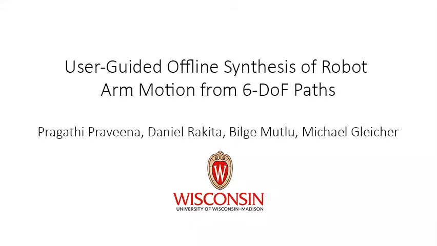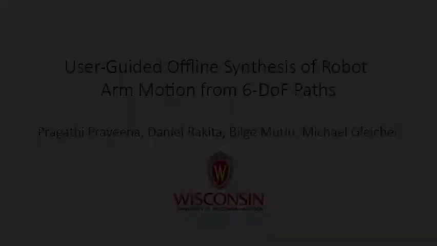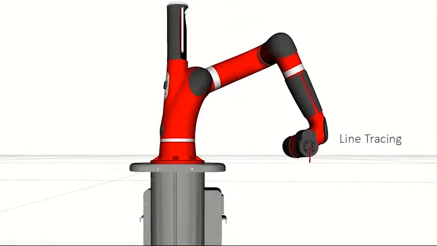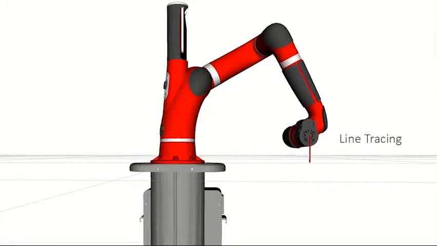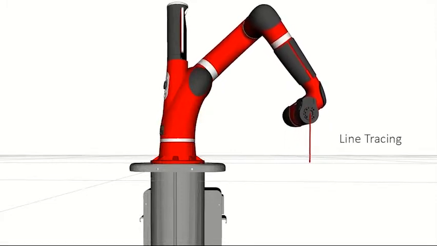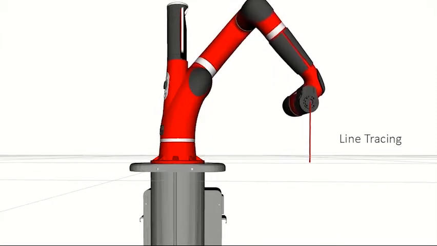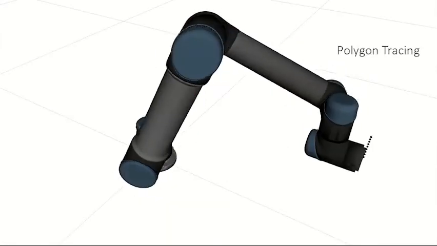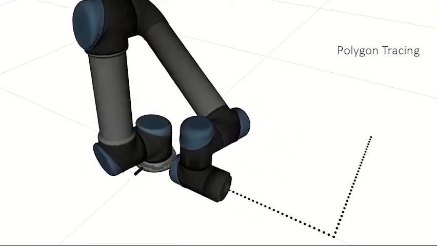We present a user-guided offline method to generate smooth and feasible motion for robot arms to closely match position and orientation goals of a given path. For example, here we see a 7 degree of freedom Sawyer arm tracing a line. Here, a 6 degree of freedom UR5 arm is tracing a 4-sided polygon.